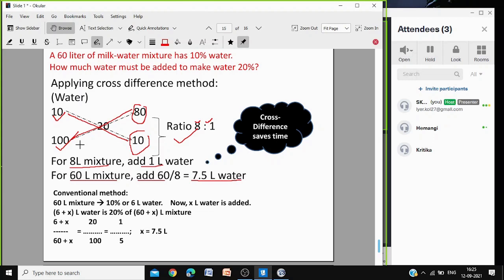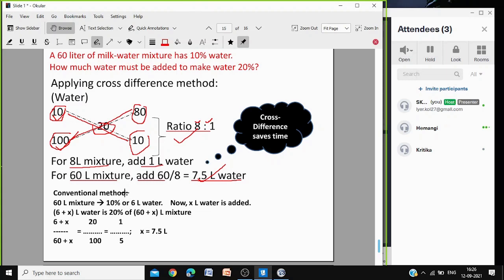There is a cross difference. You are mixing 2 liquids. The first contains 10% water, and the second is 100% water, and you want 20% water. The cross difference will give you 10 and 20, difference 10, 100 and 20, difference 80. 80 is to 10, or 8 is to 1. So for 8 liters of mixture, you need 1 liter of water, and you have a 60 liter mixture, so you need 7.5 liters of water.